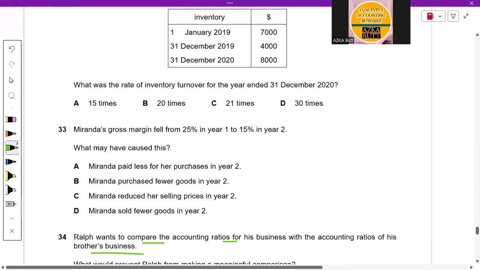Okay, so the next question is that Miranda's gross margin fell from 25% in year 1 to 15% in year 2. So what may have caused this? Basically, if there is a reduction in selling price without a corresponding reduction in the cost of goods sold, it would lower the gross margin. Gross margin is the difference between sales revenue and cost of goods sold, expressed as a percentage of sales.